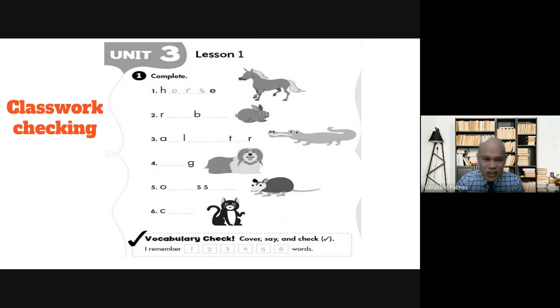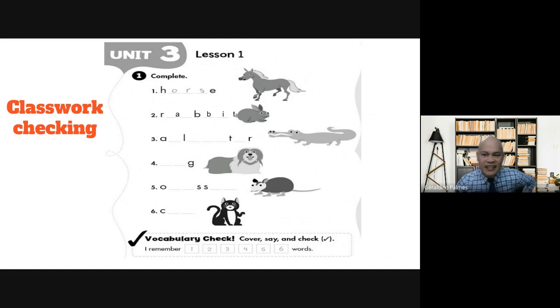Okay, good. Number two, what is it? It's a rabbit. What's the missing spelling or letters? R, A, B. B is already there. What's next? Another B. And I and T. So that's rabbit. How do you spell rabbit? Rabbit.